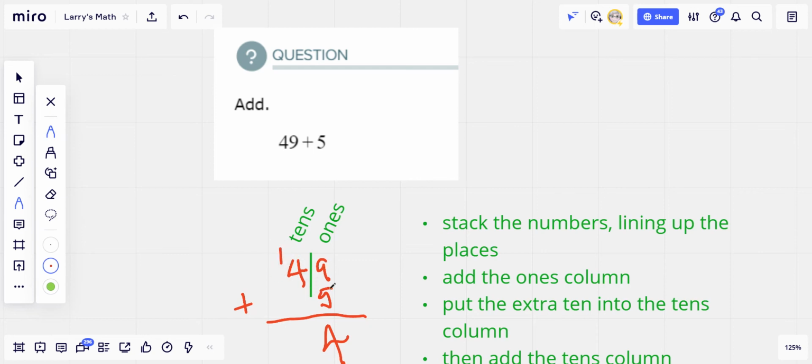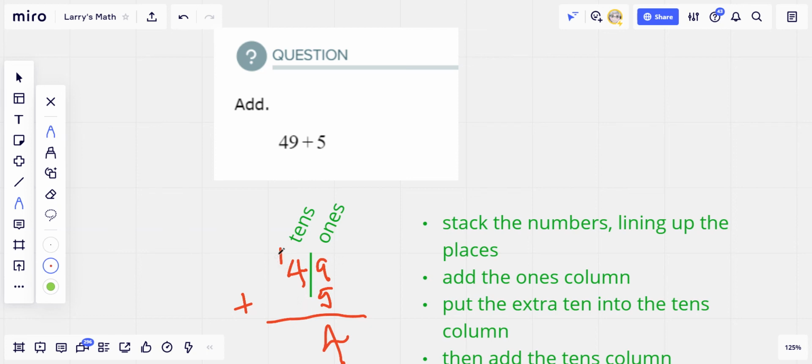Sometimes this is called carrying the 1. It's just like adding that 1 to the tens column. And this looks like a 1, but it really is a 10, right? Because it's in the 10 column, so 1 means 1 ten. Once you've carried the 1, you've regrouped that 10 into the tens column, however you want to put it, then you're going to add the tens column.